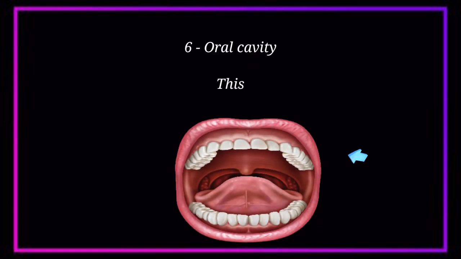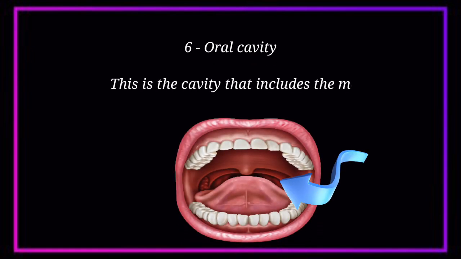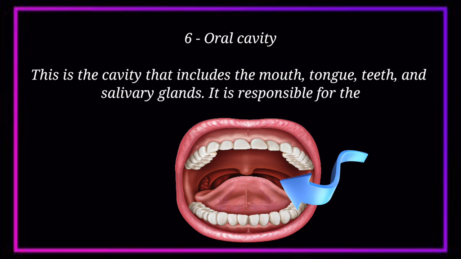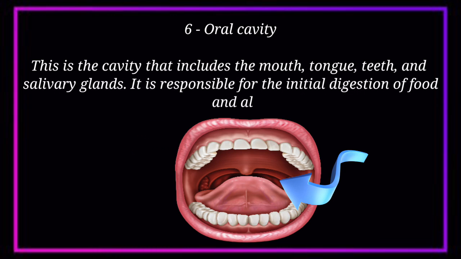Number 6. Oral cavity. This is the cavity that includes the mouth, tongue, teeth, and salivary glands. It is responsible for the initial digestion of food and also plays a role in speech.